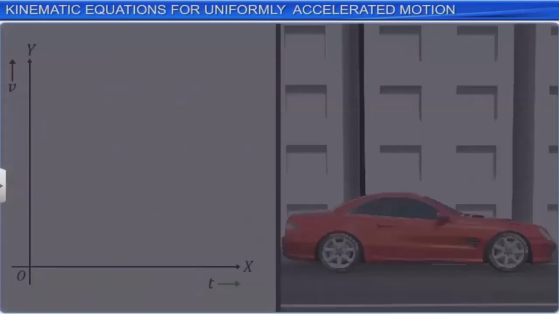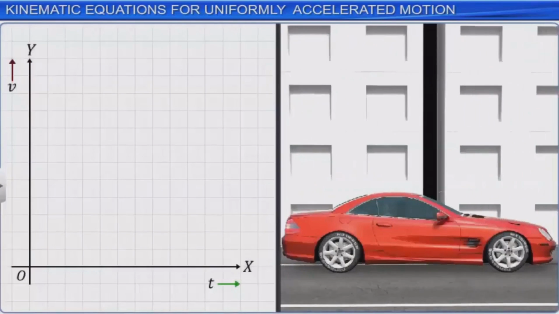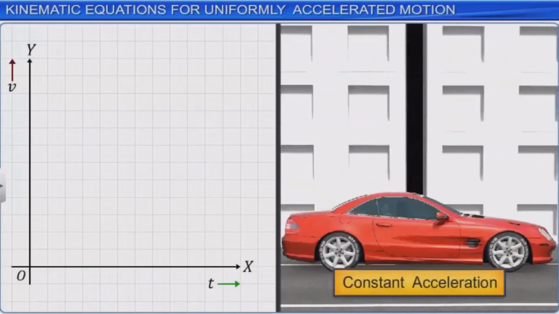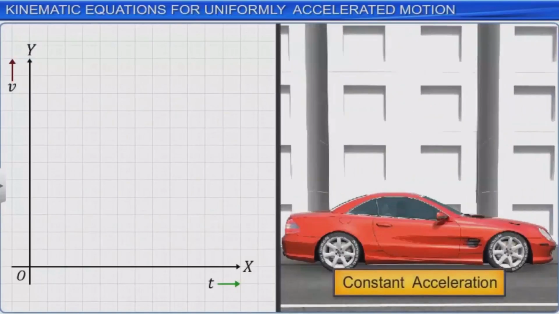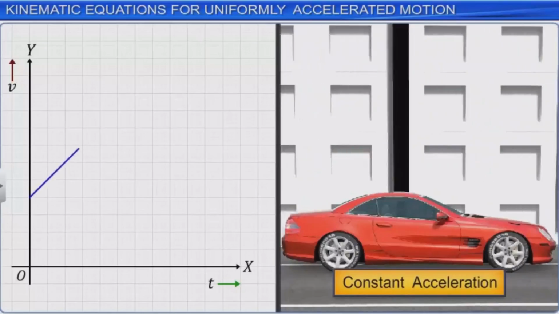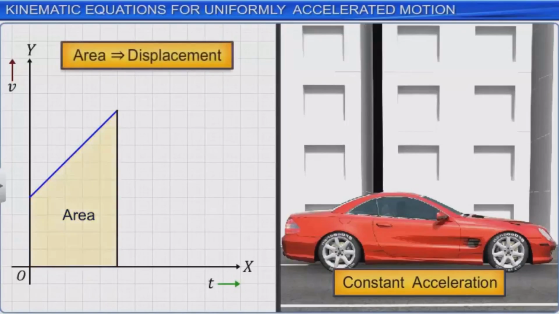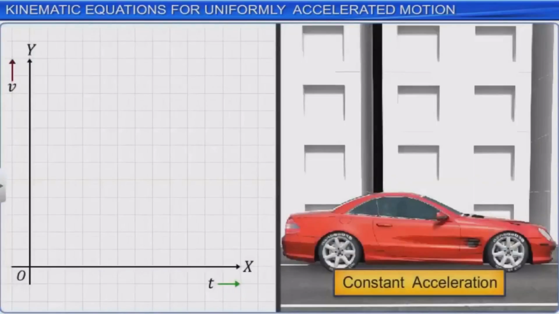The same concept applies to bodies moving with a constant acceleration. In this case, the V-T graph will be an inclined line, and the area under this inclined line up to the x-axis represents the displacement. There are three important kinematic equations for uniformly accelerated motion. Let us derive these equations one at a time.